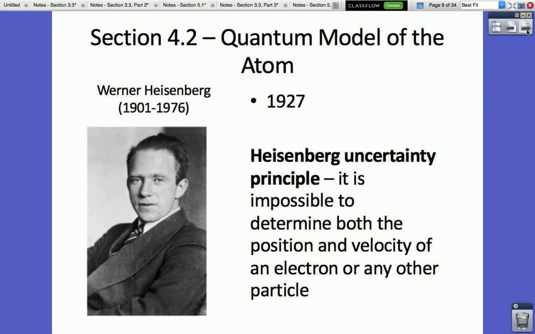He said it is impossible to know both the position and the velocity of an electron or any other particle. You cannot know both at the same time. This does technically hold true with macroscopic objects, things that we can see with our naked eye, but it for sure holds true with microscopic objects, and especially subatomic objects such as electrons.